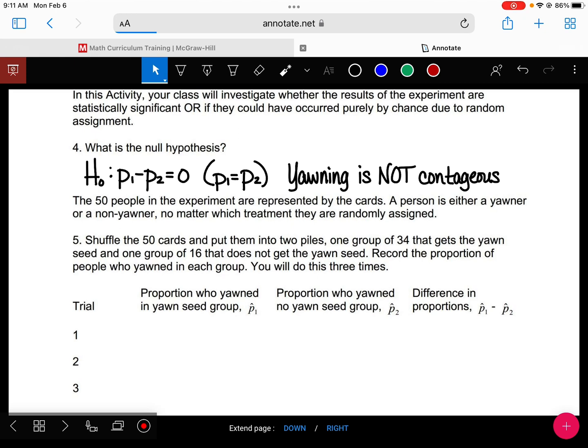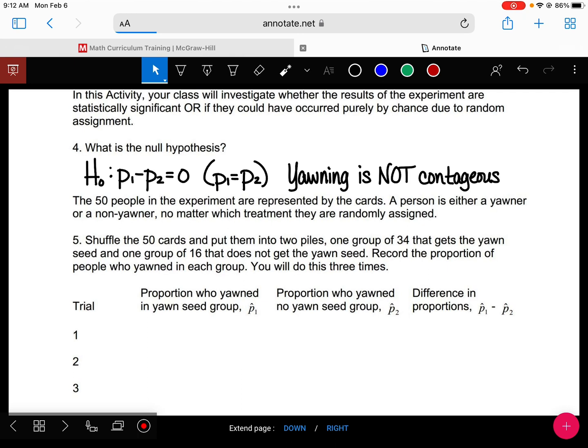And then you are going to randomly assign them into 2 groups. One group gets 34, the other group gets 16. You are going to record the proportion of people who yawned in each group. And you're going to do this 3 times. So your P hat 1 is going to be your 34 card group. P hat 2, that's going to be your 16 card group.